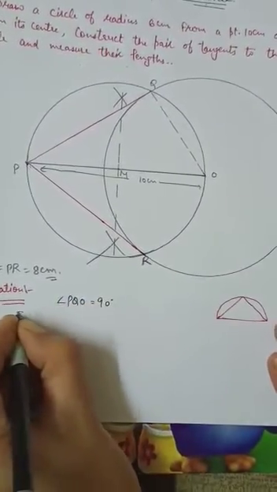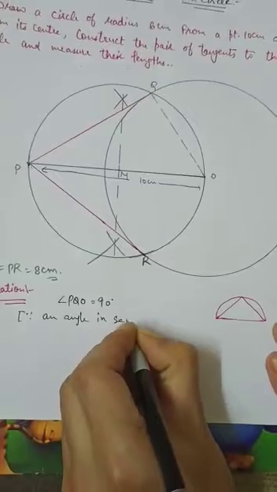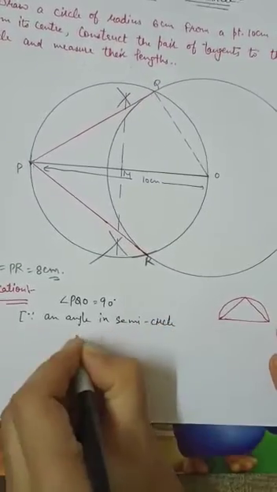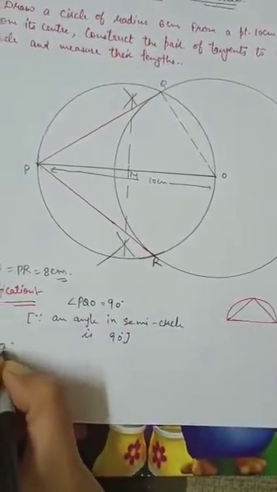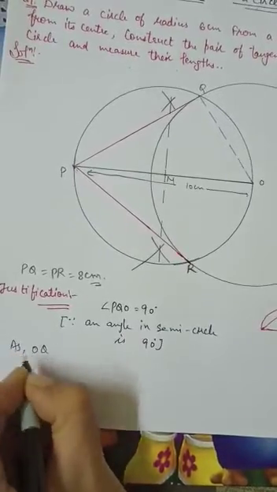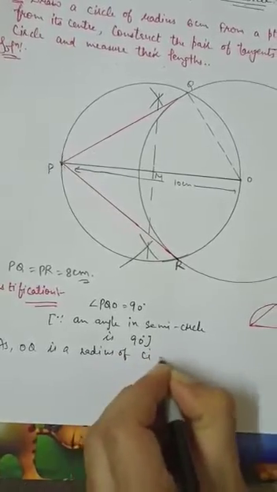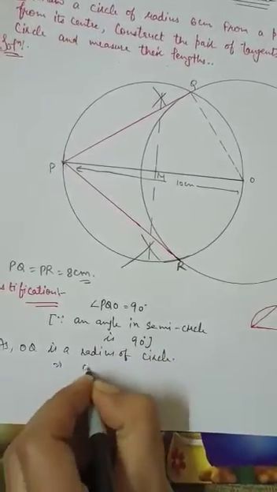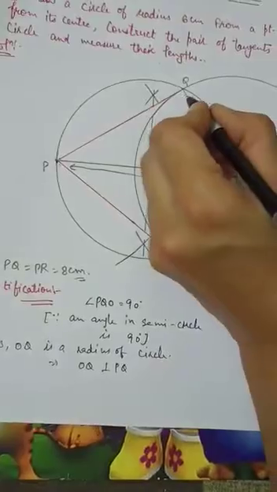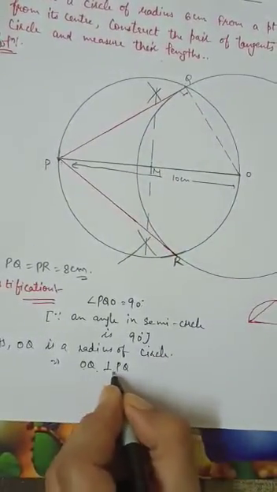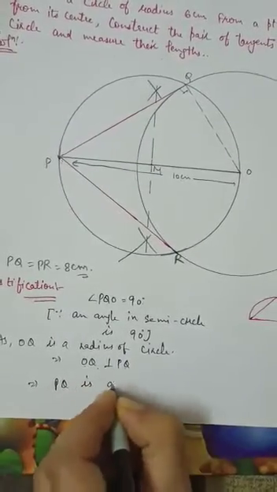Why is it 90 degrees? As we know, an angle in a semicircle is 90 degrees. Here OQ is a radius of the given circle. So OQ is perpendicular to PQ, as we have shown this angle is 90 degrees. So we can say PQ is a tangent.